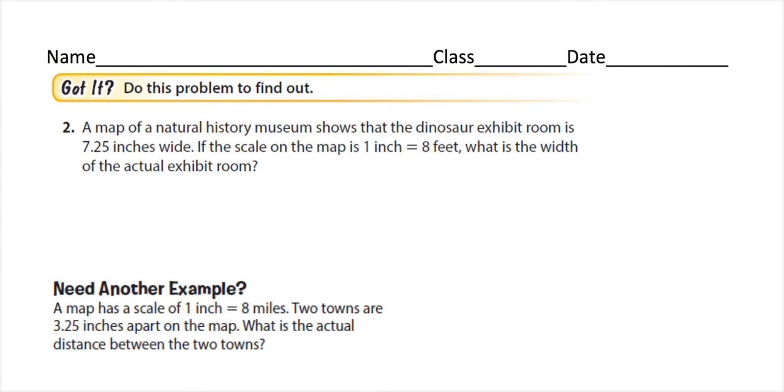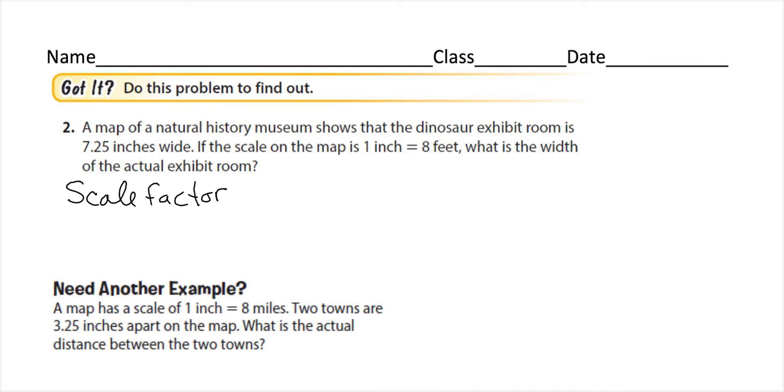All right, let's take a look at this one. So it says a map of a natural history museum shows that the dinosaur exhibit room is 7.25 inches wide. If the scale on the map is 1 inch equals 8 feet, what is the width of the actual exhibit room? All right, so for this one, just for fun, let's go ahead and use the opposite one. So let's actually find this with scale factor first, okay? So let's do scale factor over here.